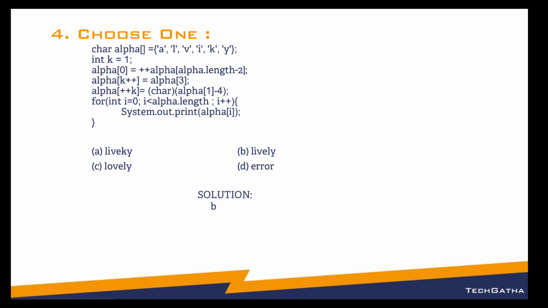This is a bit tricky one. Initially, the array has values A, L, V, I, K, Y. So total of 1, 2, 3, 4, 5, 6 elements. The value of K is 1. In this assignment, alpha of 0 equals alpha of alpha dot length, that is 6, minus 2, that is 4. So alpha of 4, value at index 4, 0, 1, 2, 3, 4, is K.